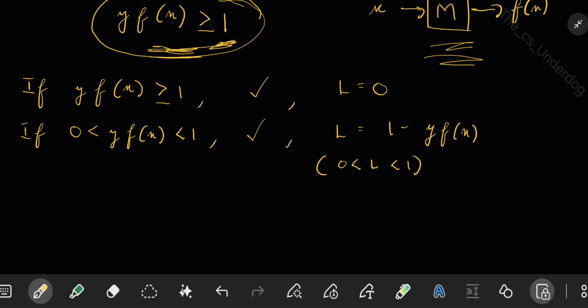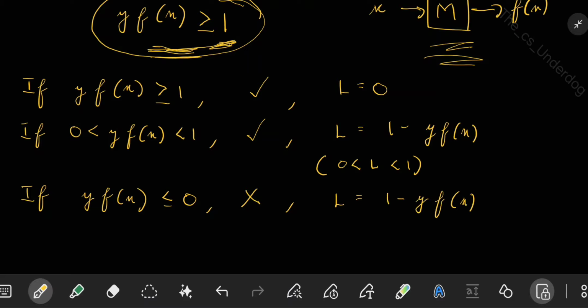Last case is, what if y into f of x, this value, is less than or equal to 0. So in this case, your prediction is wrong, so surely you have to penalize. How are you going to penalize? You are going to put the same loss function of 1 minus y into f of x. What would this mean? This would mean your loss is greater than 1.